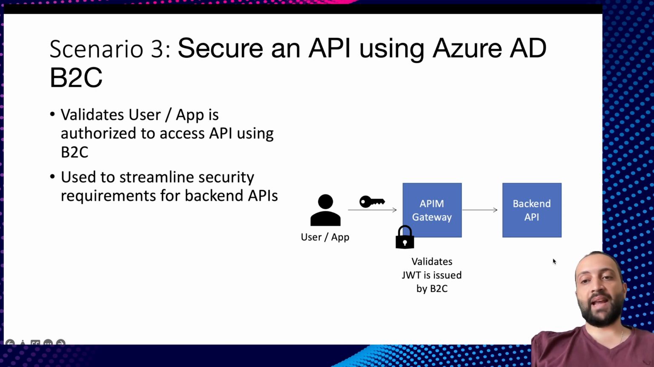And then the backend call can be whatever it is. It can be unprotected or it can be protected using a different mechanism. But the user or the app are only going to see this part. They're only going to interact with this part. So they have to provide a valid token in order to be able to talk to your API gateway.